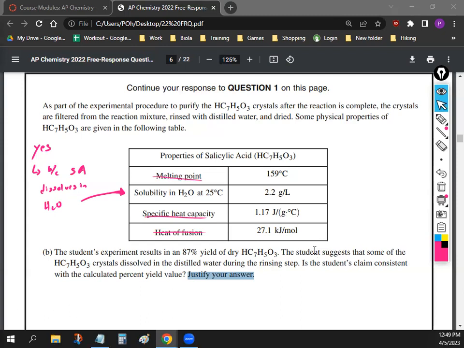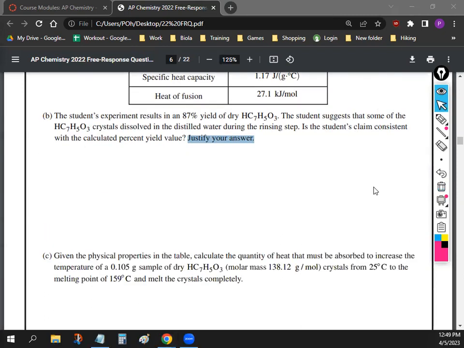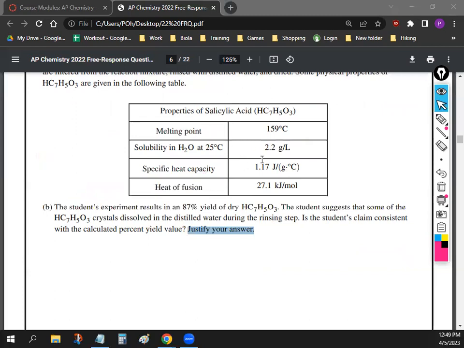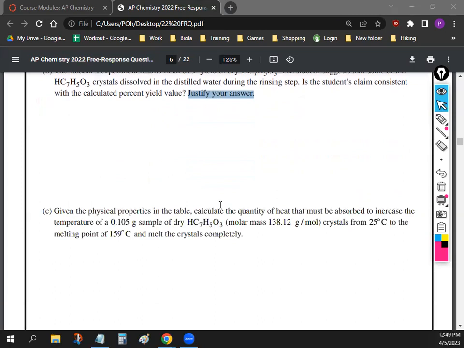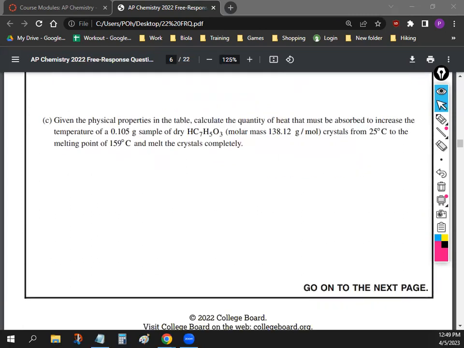Okay, let's move on to part C. Make sure you guys have this up on your screen or on your Chromebook because we'll need this table. For part C, we're looking at the physical properties on the table again. Basically you want to calculate the amount of heat that you need to increase the temperature of dry salicylic acid from 25 degrees to the melting point and to melt the crystals completely.